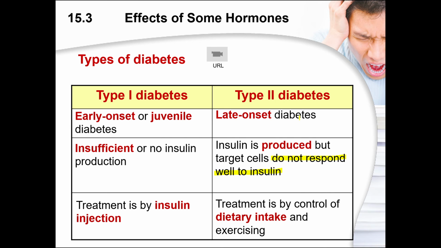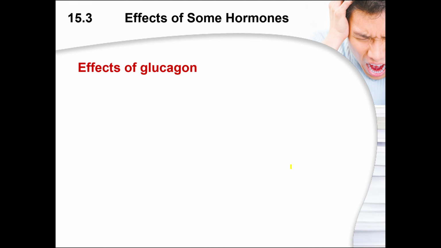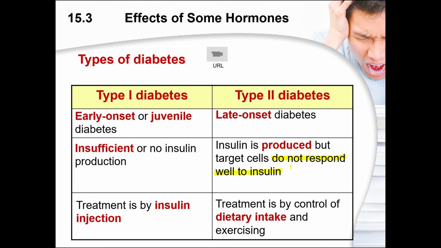It usually happens in obese patients. And so what is the treatment? The treatment that doctors will tell these people is to eat less, control their diet, and exercise, so that their body does not have to overwork to produce insulin. Okay, which may end up not being useful after all. Alright, so that's all for the effects of insulin and the effects of diabetes.